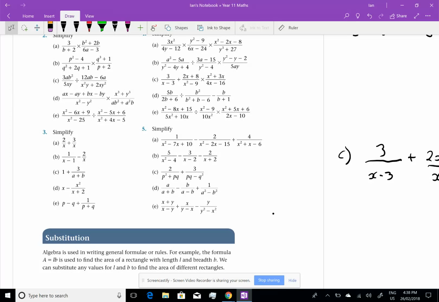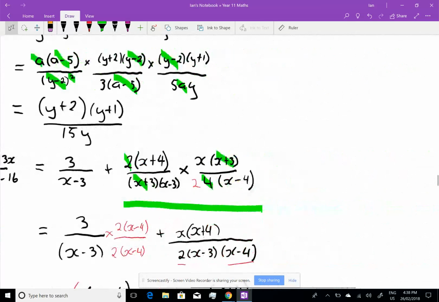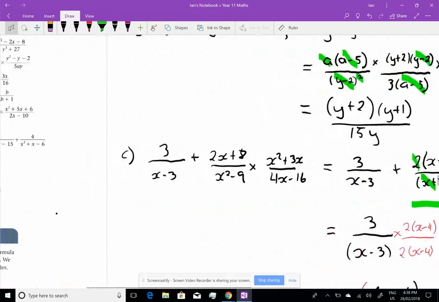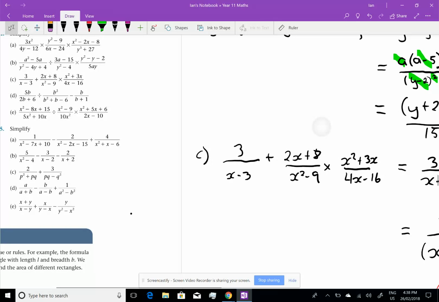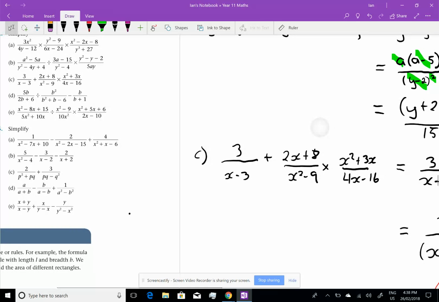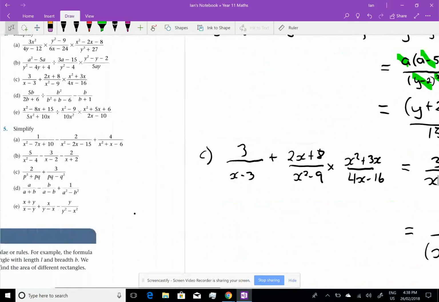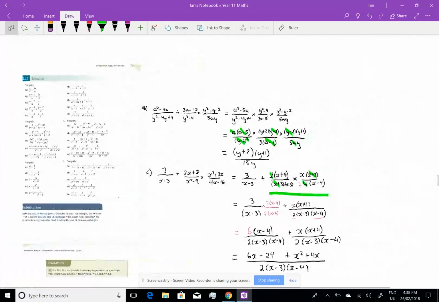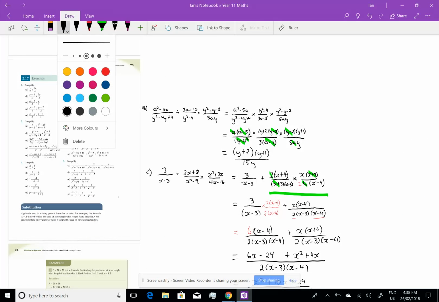So I did B, I did C. Let's have a go at E. You can do D on your own. So E is x squared minus 8x plus 15. I'm going to be going back and forth if I do it this way, so I'm going to shrink it down. I'm going to write it over here and then expand it.